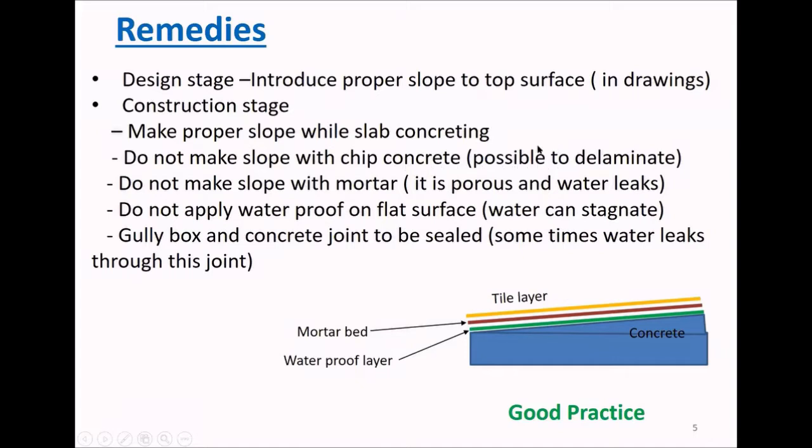But there's a chance for this chip concrete to delaminate, right? Do not make slope with mortar because it is porous material. We all know that it is porous material. Then the waterproofing, actually, we should not apply on a flat surface. We have to make the slope surface only. We have to apply slope concrete only. And the gully box joint also we have to seal properly. Most of the time we found there is some water leakage happening through this joint, right?